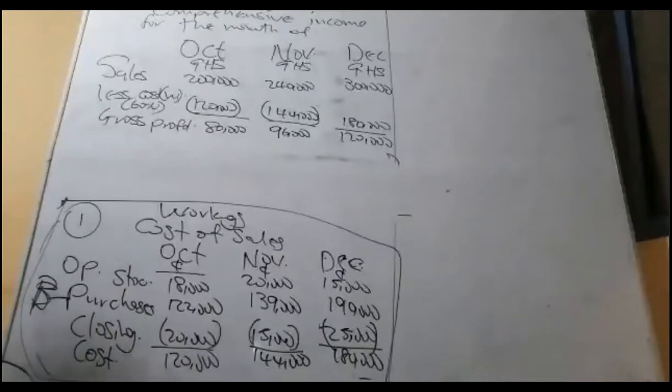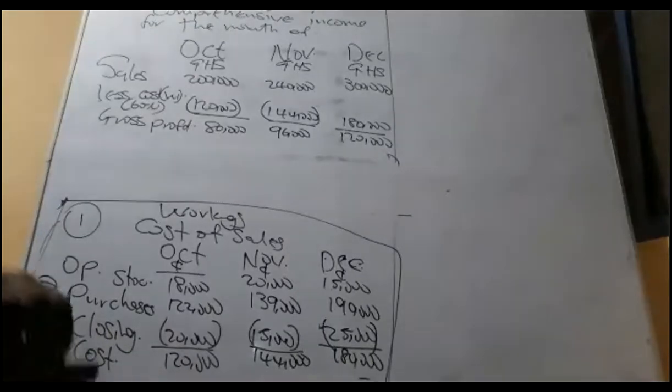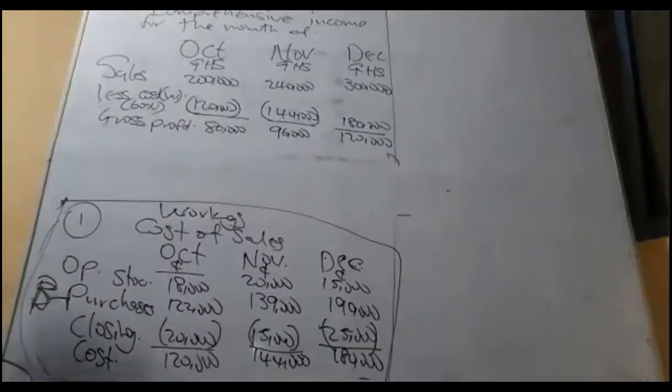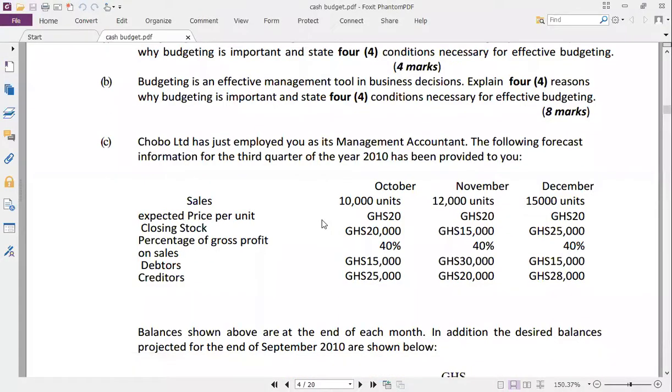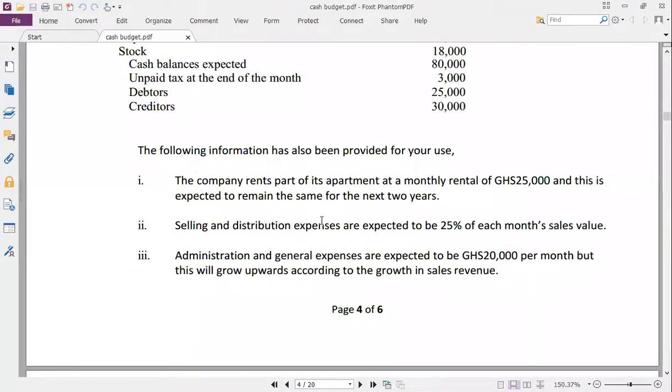Now, along with the other income. So in this question, do we have other income? According to note 1, it says that the company rents part of its apartment at a monthly rental of 25,000. This is expected to remain the same for the next 2 years. So 25,000 each month. They've earned it.